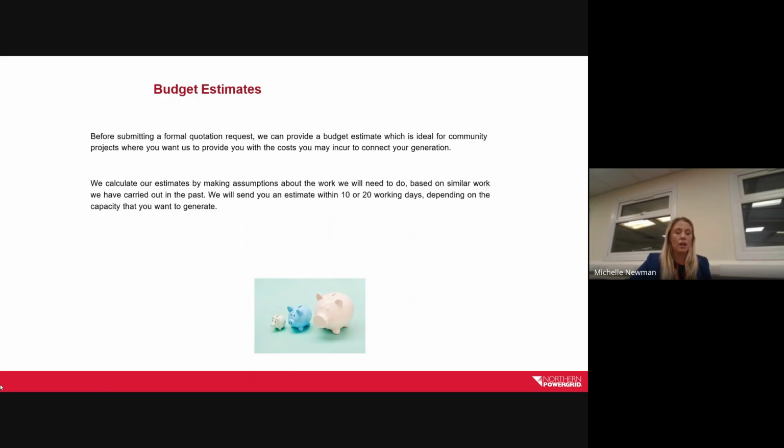And the way we work out the budget estimate is we calculate it by making assumptions about the work we will need to do, and we base it on similar jobs that we've done in the past. Depending upon the size of the capacity, we can usually get you a budget estimate within 10 or 20 days. So they can be a bit quicker as well.